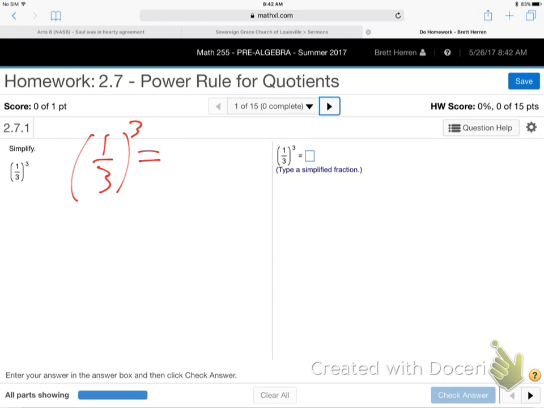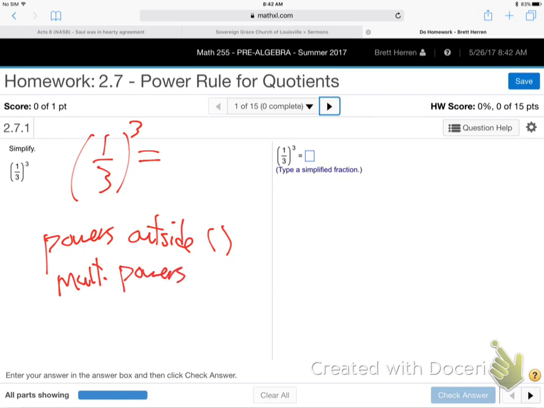So what have we learned about powers outside parentheses? Powers outside parentheses multiply powers inside parentheses. So would it be right for me to go 3 times 1 is 3, 3 times 3 is 9?